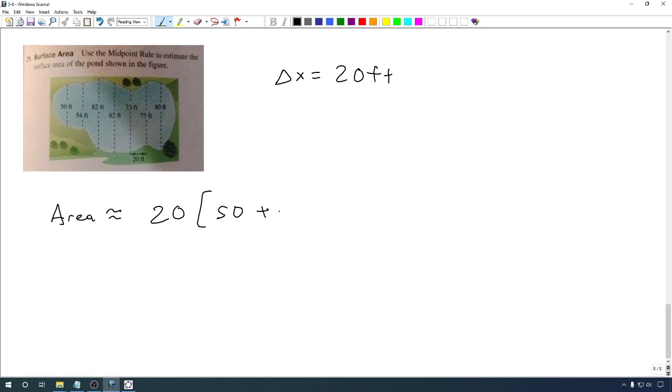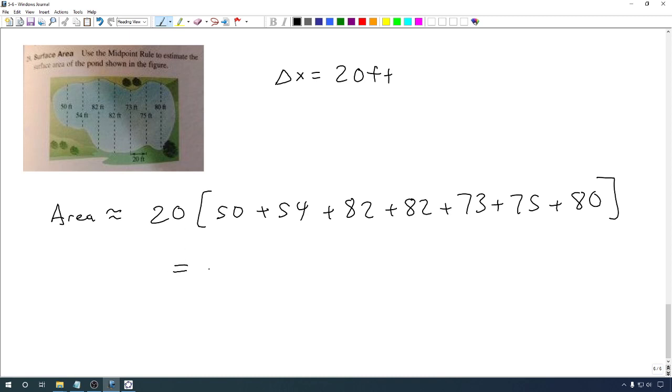We have 50 plus 54 plus 82 plus another 82 plus 73 plus 75 plus 80. All of those things. If we add all those together and multiply by 20, we get 9,920. That's actually in square feet because 20 is in feet, and all these are in feet. And that should be an approximation for the area of that pond. I don't know what the exact area is, and we have no way of finding it. But that is as good of an approximation as we have.